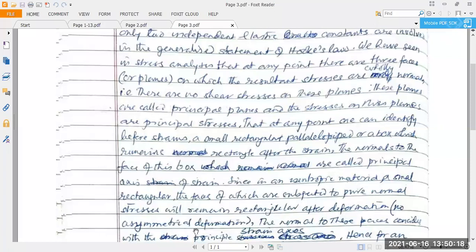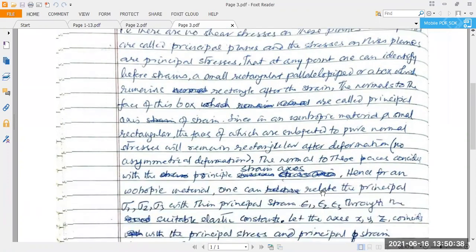There is no asymmetrical deformation. So if the box is made with the principal planes, it is not distorted but remains rectangular. It may change its size. It can increase or decrease in dimension, but not in shape. And the normal to this plane coincides with that of the principal stress axis.